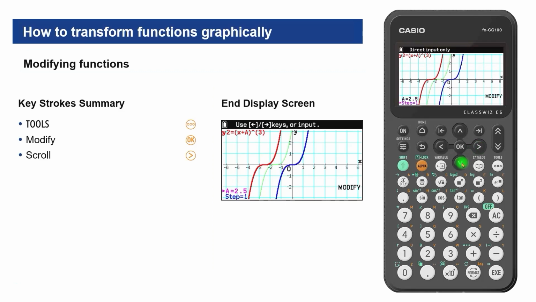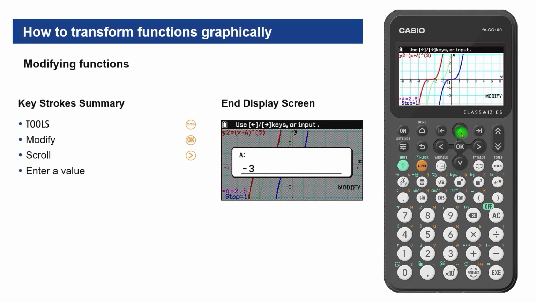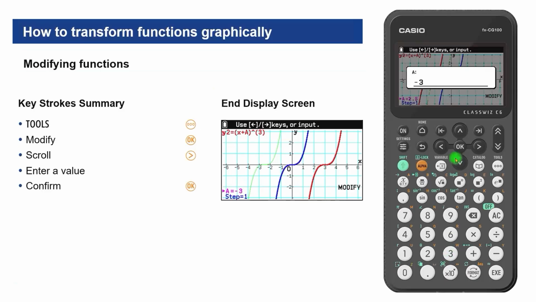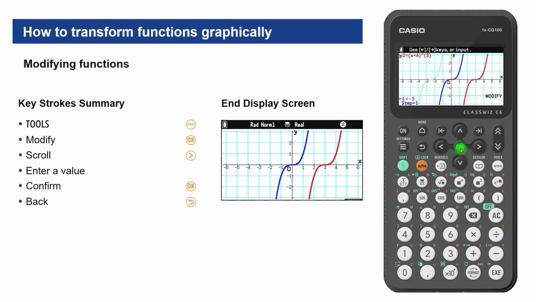Scrolling down will enable the step value to be changed. If a value can't be achieved by scrolling, directly enter a value to open a pop-up. Confirming will again change the variable and redraw. To end Modify analysis, press Back. Graphical analysis or trace of the modified function is now possible.